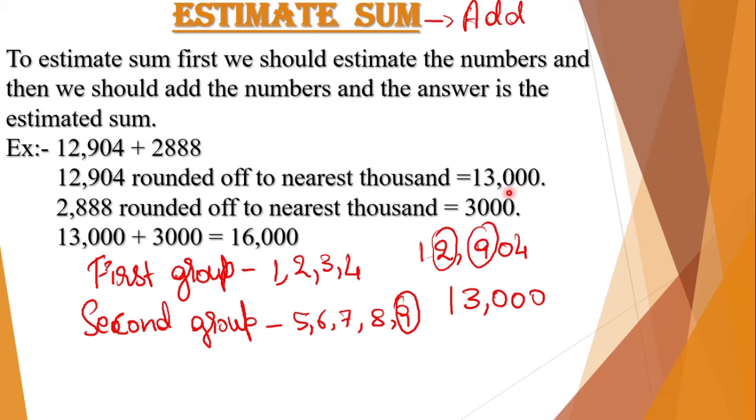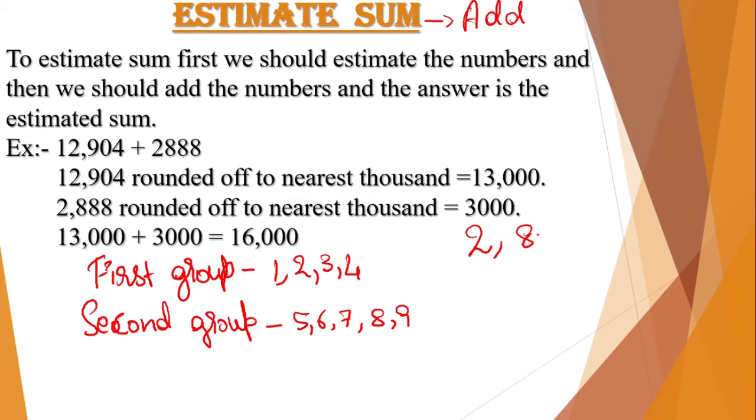So now we estimated the first number, but now we should estimate the second number. So the second number is 2,888. So first we should circle 2 because 2 is in the thousands place. And we should circle 8 because 8 is next to 2.